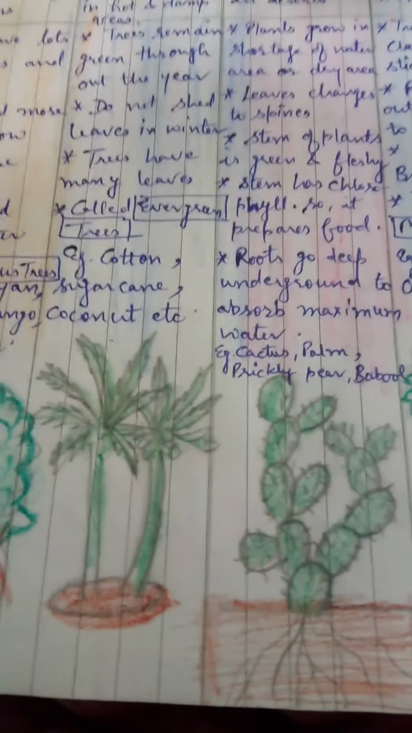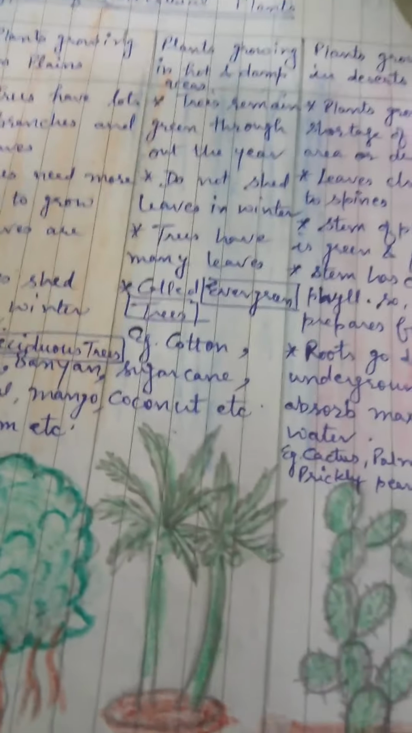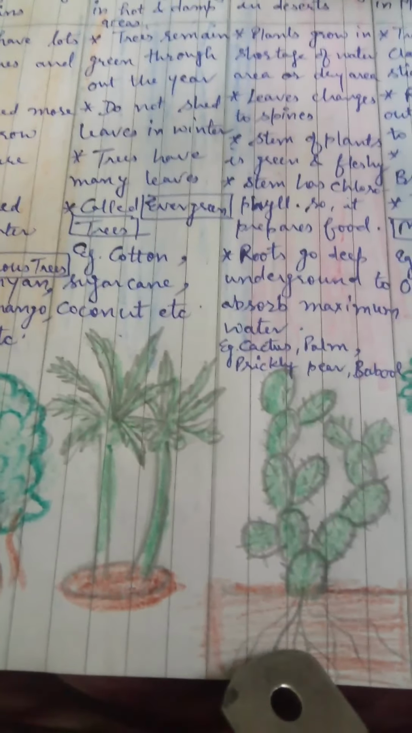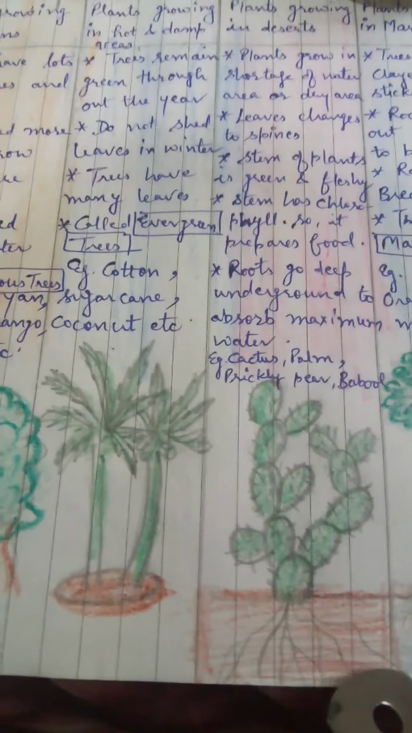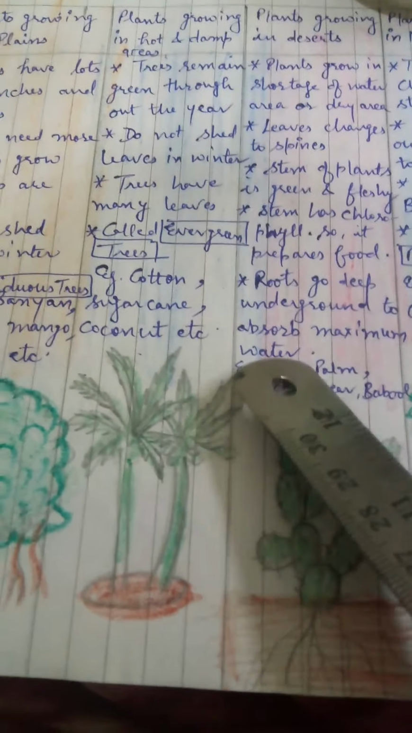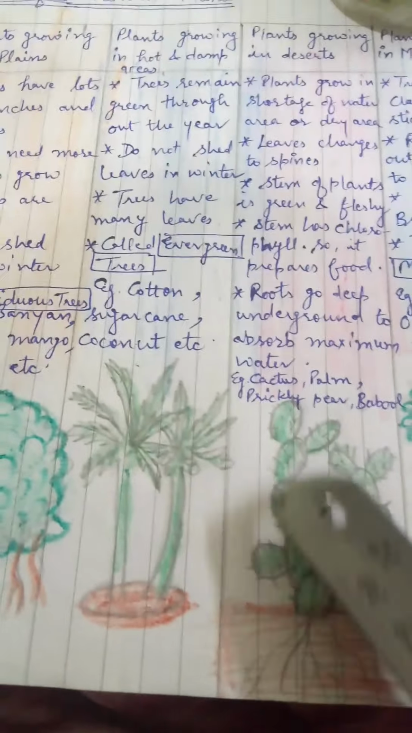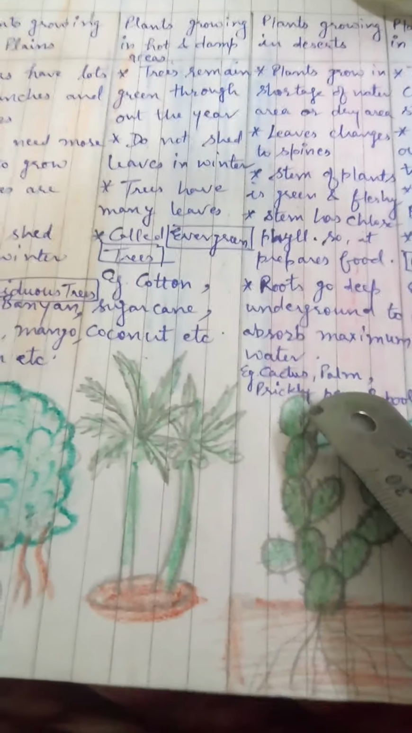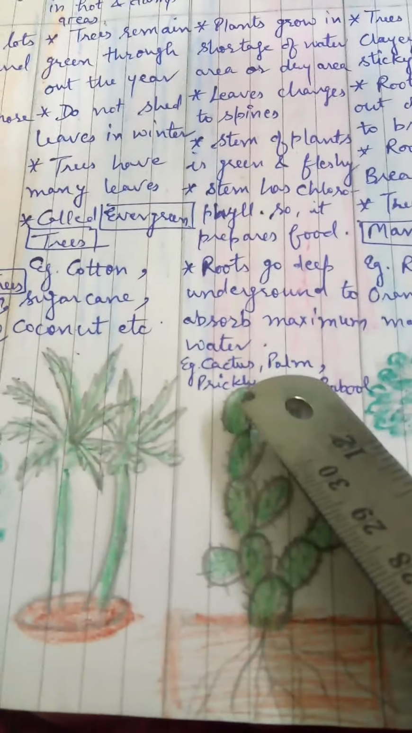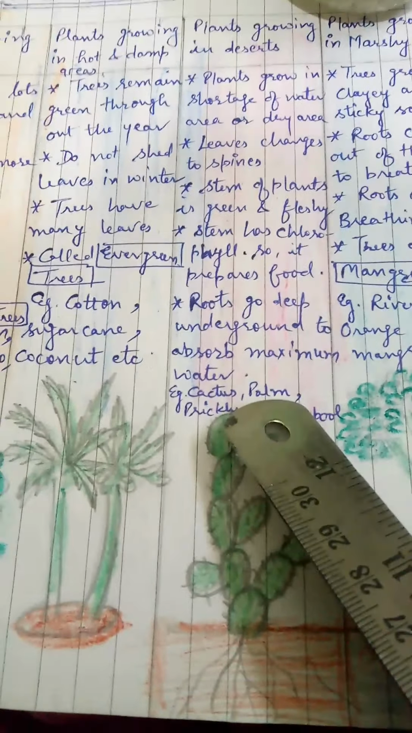Here the root system is highly developed, and the roots go deep underground to absorb maximum water. Examples, you can say cactus, palm, prickly pear and babool. Palm you have seen, palm, khajur, date palm, right?